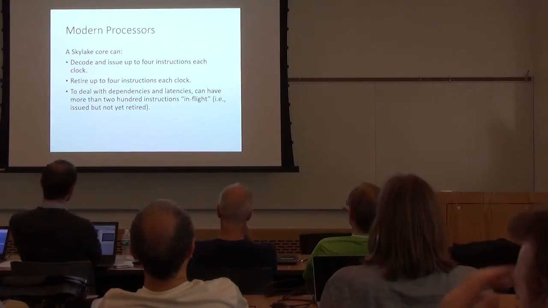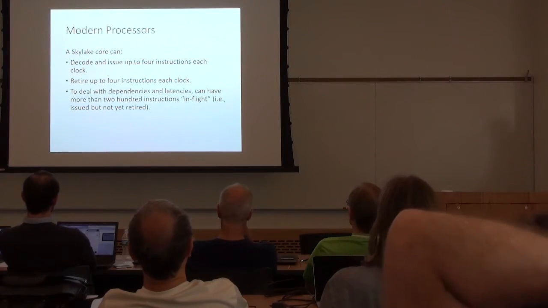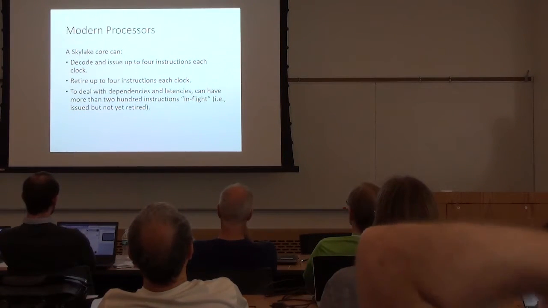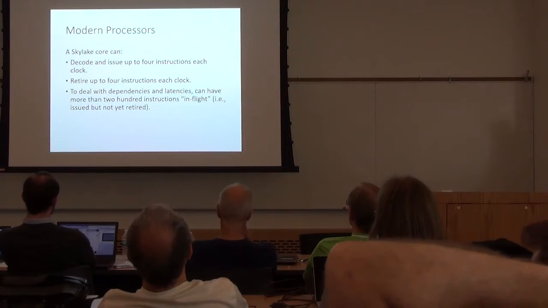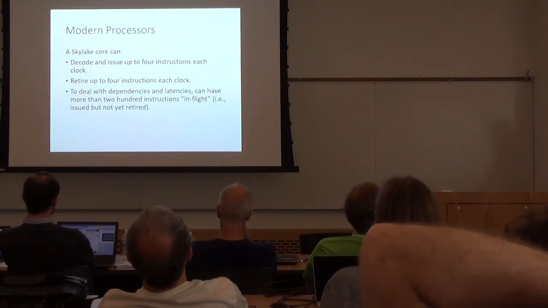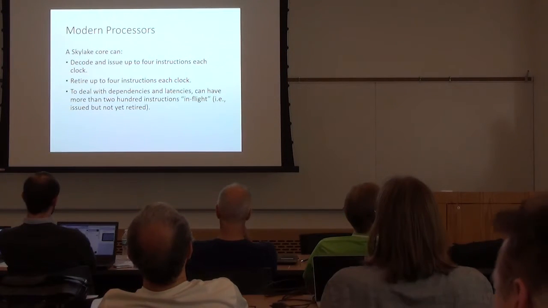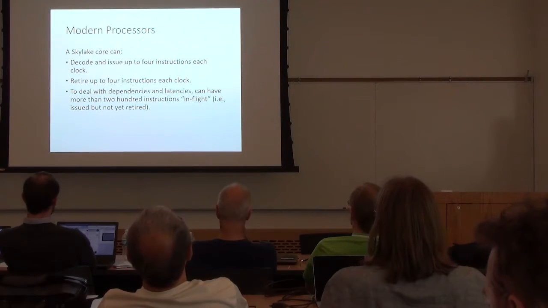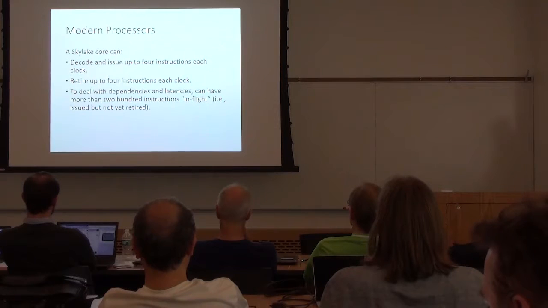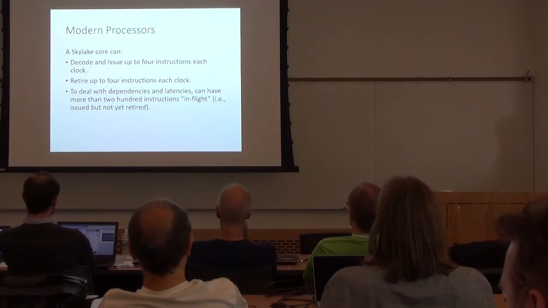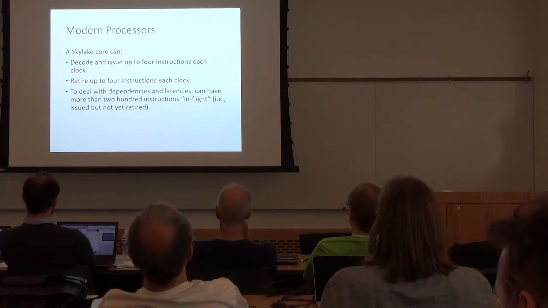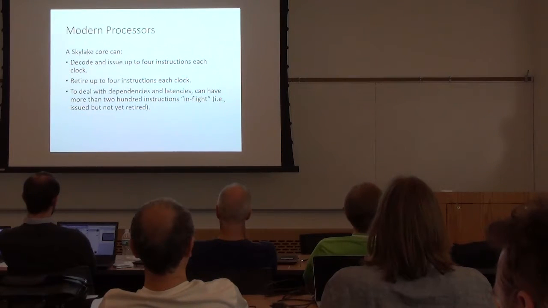Modern processors are really pretty amazing. This is a Skylake, but this is not even an expensive one. This is actually on a laptop. But still, the processor has the ability to do things like this. You can decode and issue up to four instructions on each clock. And in ideal circumstances, it can also retire four instructions on each clock.